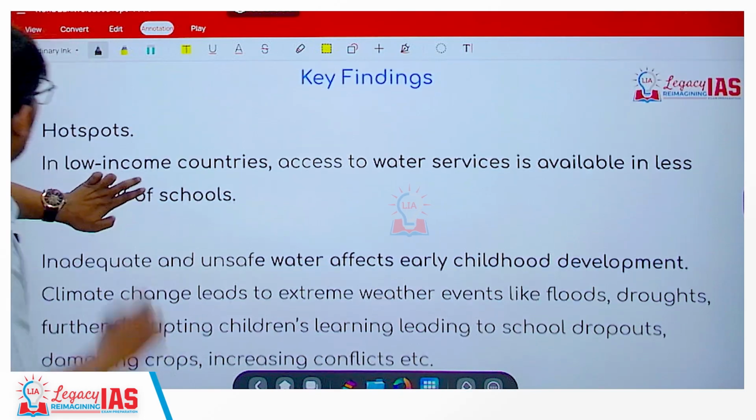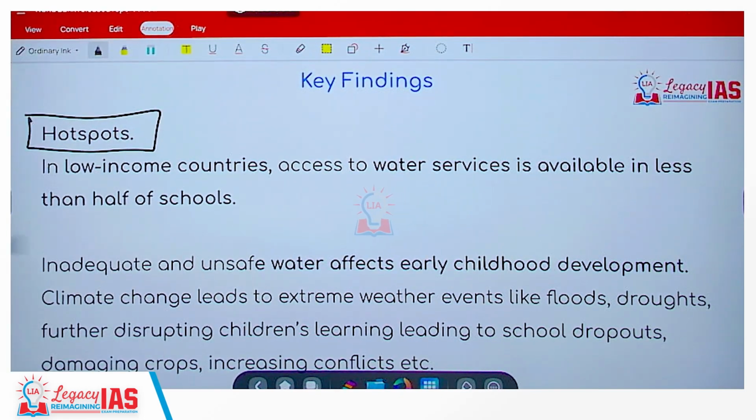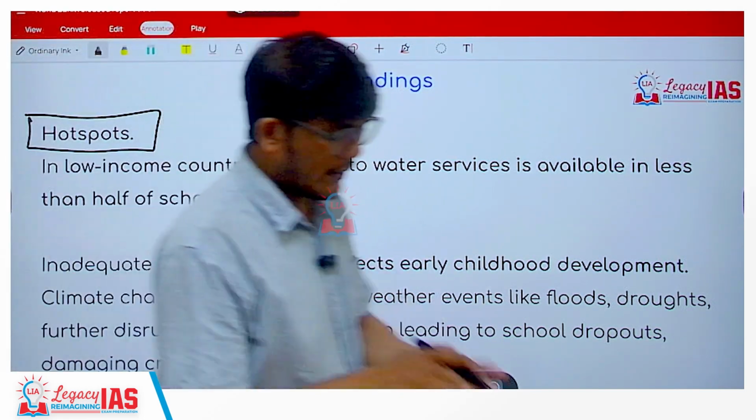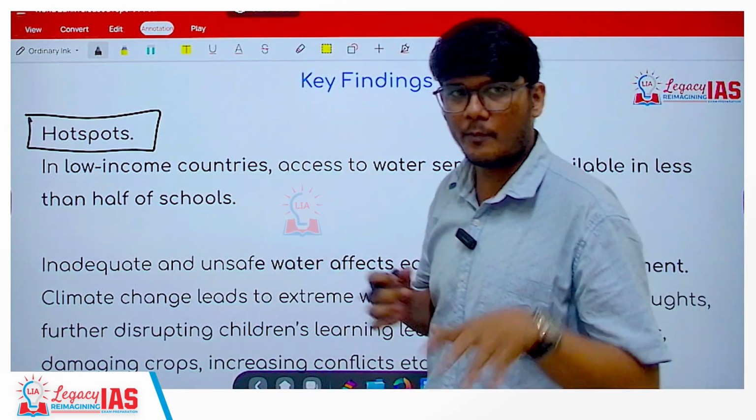It also talks about the concept of hotspots. That's what just now I said, the parallel of the poorest being the least accessible for proper water.